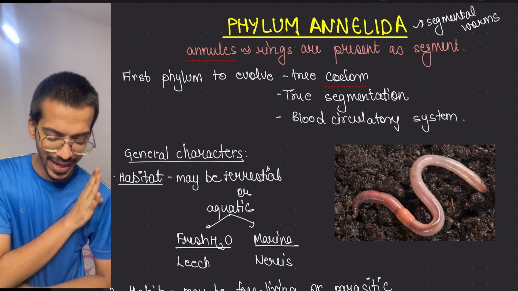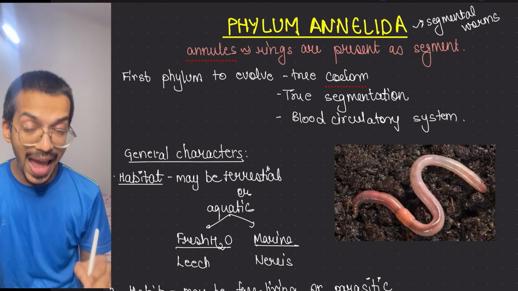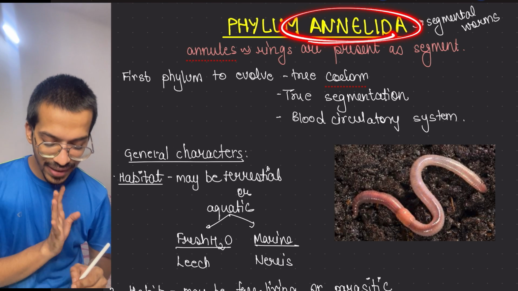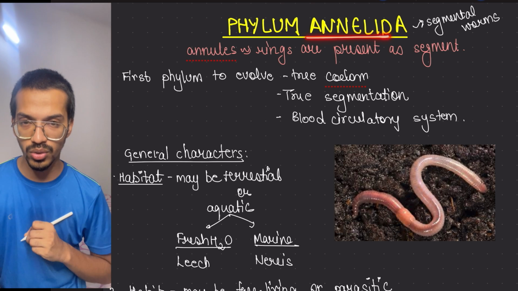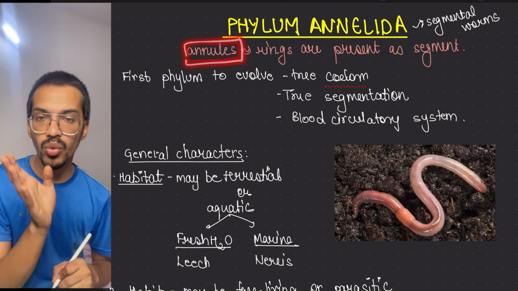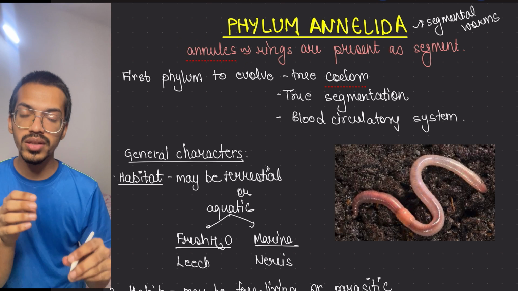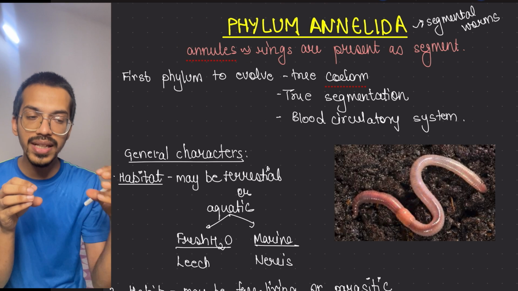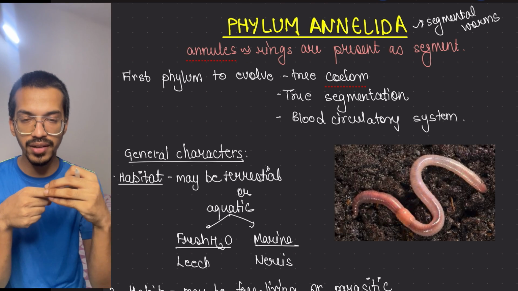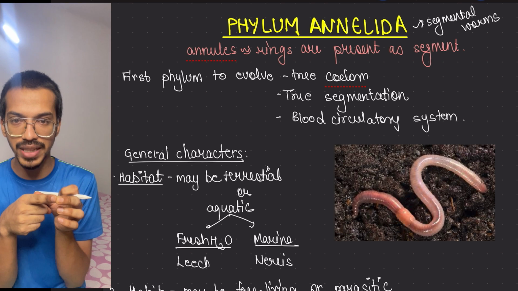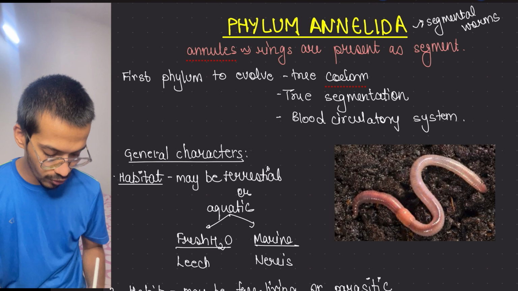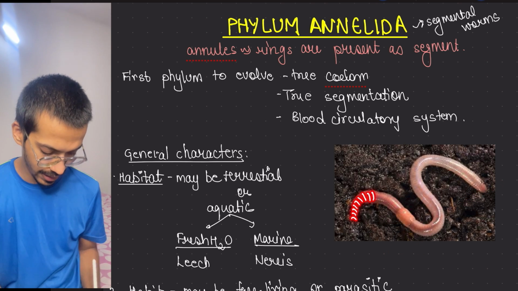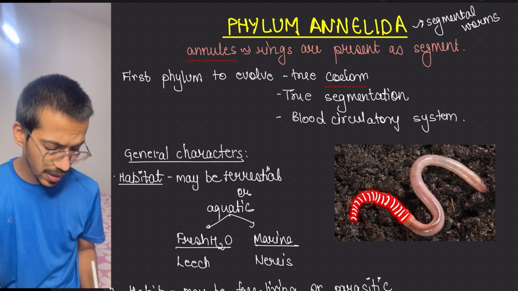Let's move to the next one, that is phylum Annelida. The word Annelida comes from the word annulus. And annulus means rings. So their body looks like it is made of rings stacked together. Imagine putting rings together, the same thing would be their appearance. An example is the earthworm. If you see, so many cuts are there, it looks like it's wearing multiple rings.